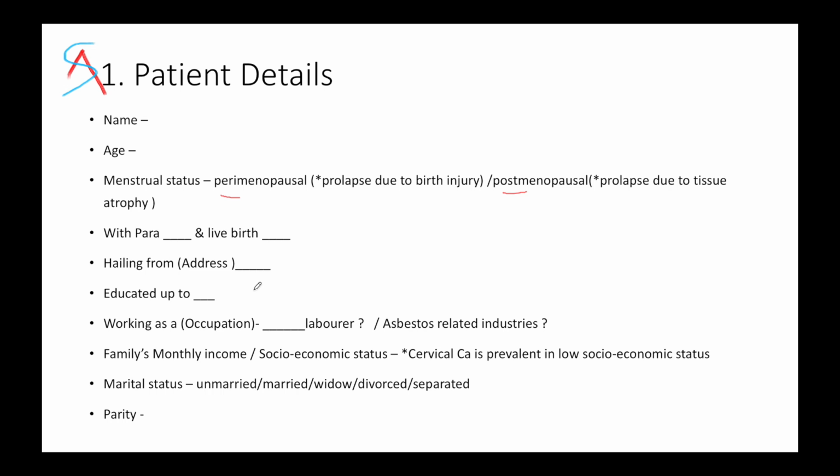Education is important to know how much she can understand her illness. Occupation is important, as if she's a laborer, then management of prolapse would be different. If she's a heavy load worker or laborer, then during the management of prolapse she has to undergo Ward Mayo with sacrospinous colpopexy or Manchester repair to prevent the prolapse.